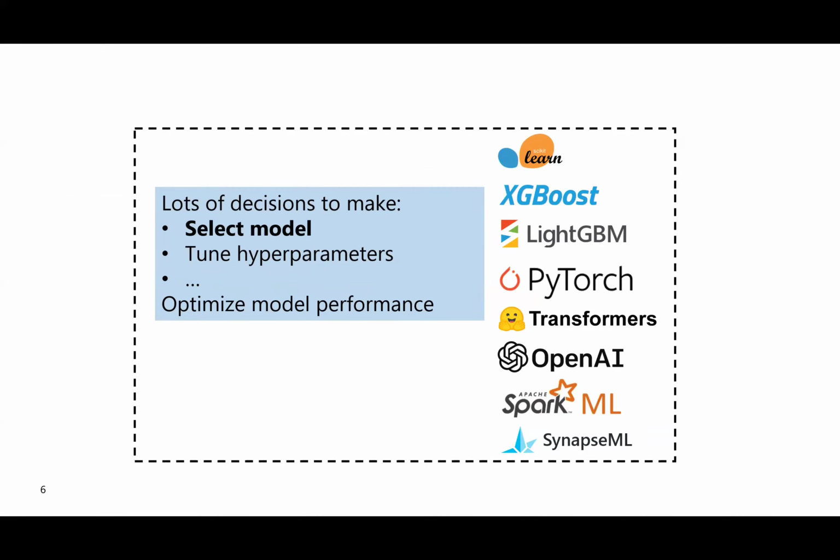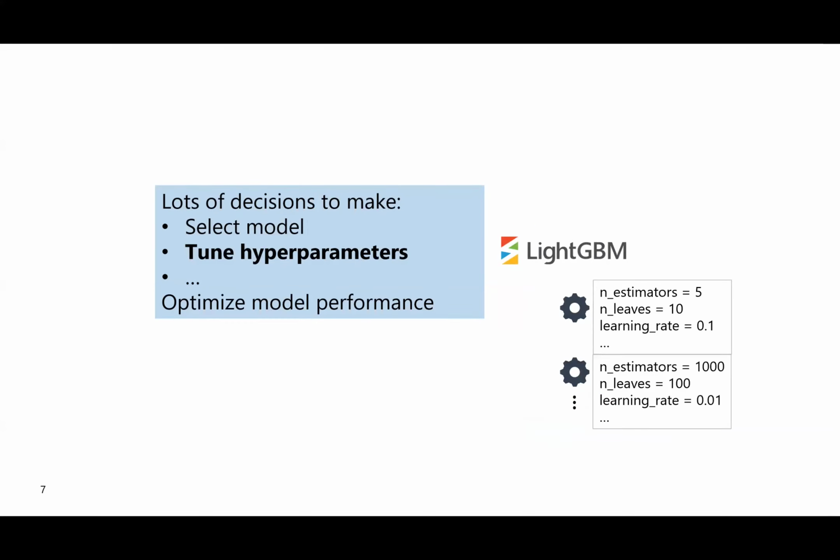For selecting a model, there are sklearn, XGBoost, LightGBM, and PyTorch. Also Spark models, SynapseML, all kinds. Now you also have large language models to choose for your tasks. So this is the first step, and then you will need to choose hyperparameters for your models. For instance, if you choose to use LightGBM, maybe you need to choose the number of estimators, the number of leaves, and the learning rate.